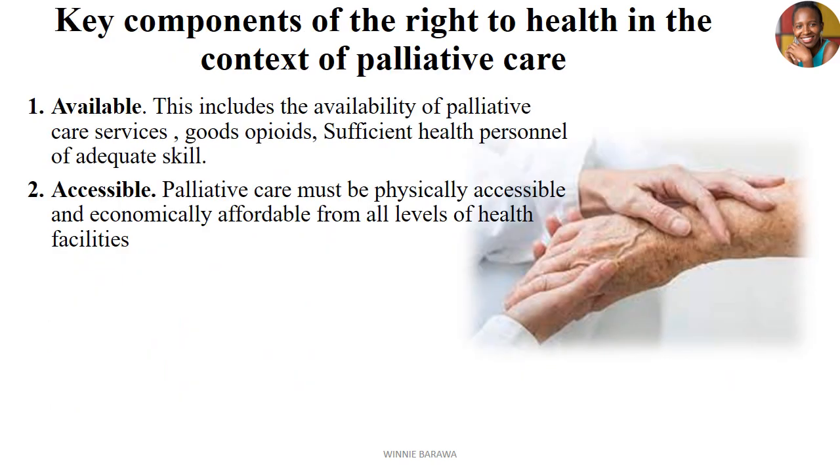In palliative care, there are key components of the right to health that need to be expounded more for the palliative care patient. Number one, the right to health needs to be available. This includes availability of palliative care services, availability of pain management opioids, and sufficient health personnel of adequate skill. As much as we are looking into promoting palliative care, are the services available enough, such that we have a good supply of medication and sufficient well-trained health personnel that are going to take care of this patient?